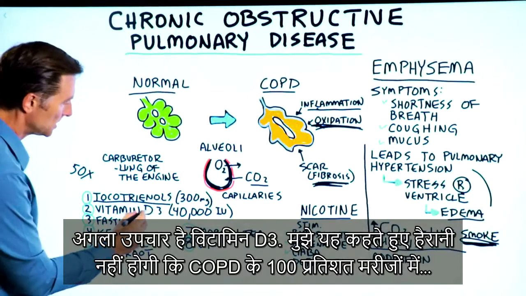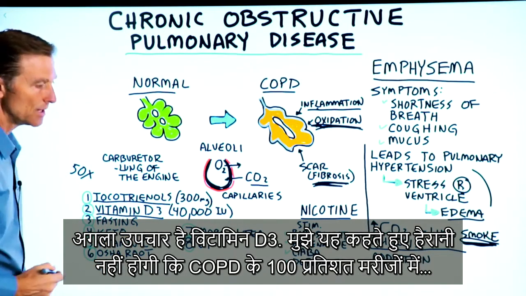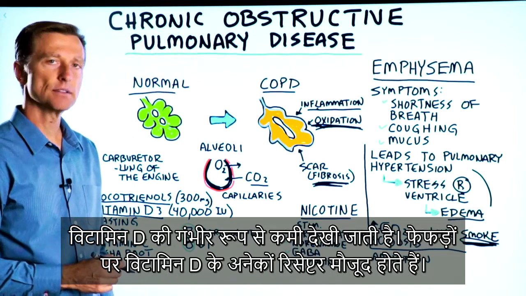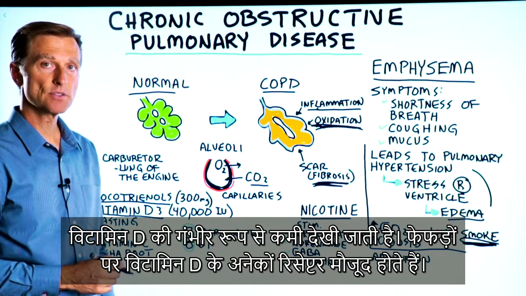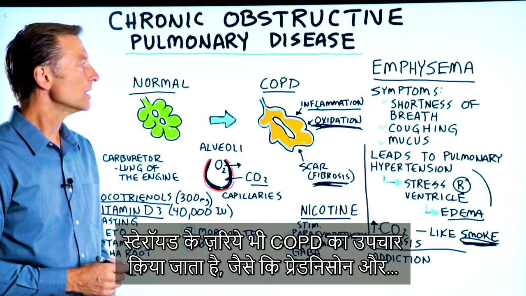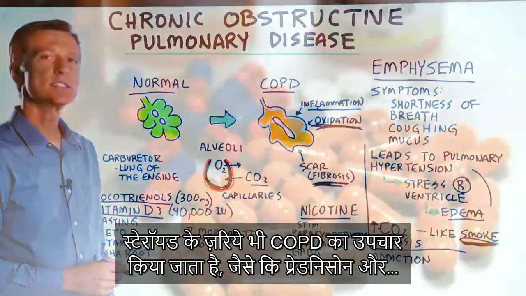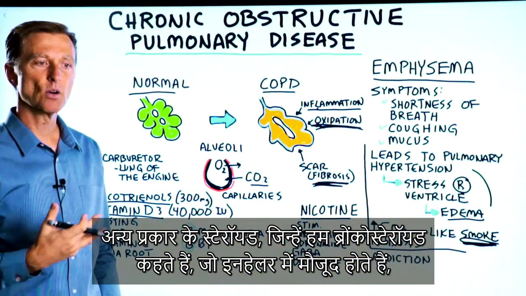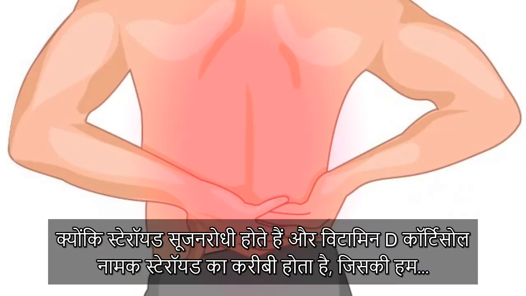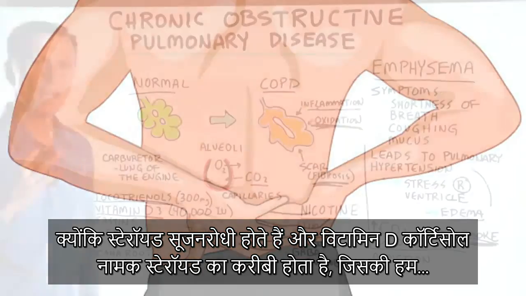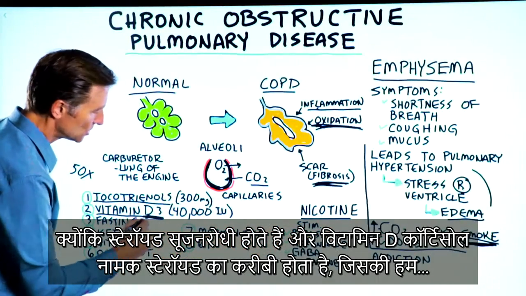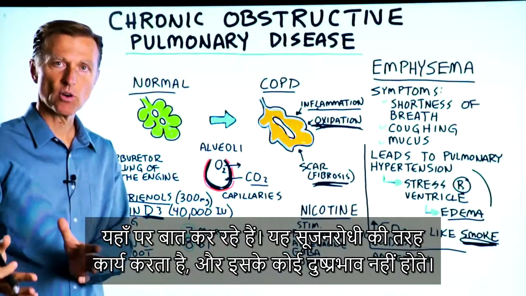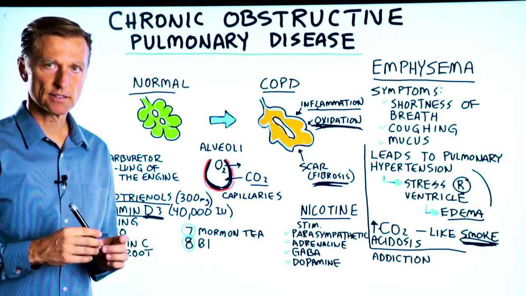Next remedy is vitamin D3. I would venture to say that 100% of patients with COPD are severely deficient in vitamin D. You have a lot of receptors for vitamin D in the lung. One of the treatments for COPD is steroids, like prednisone and other types of steroids like bronchosteroid inhalers, because steroids are anti-inflammatory. And vitamin D is the closest thing to that steroid cortisol that we're talking about. It acts like this anti-inflammatory, but without the side effects.